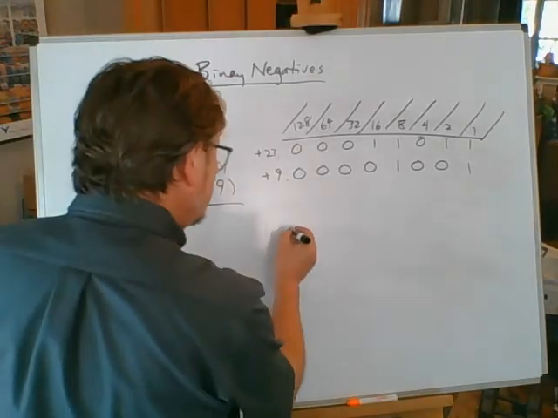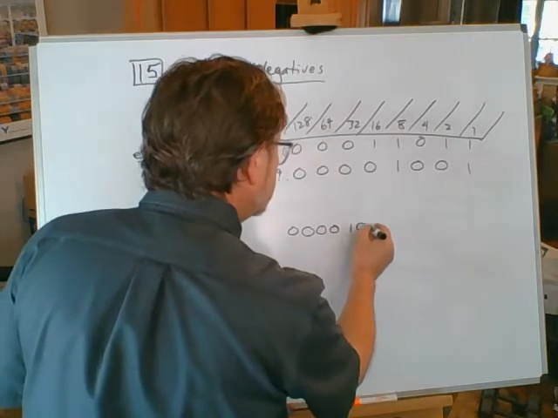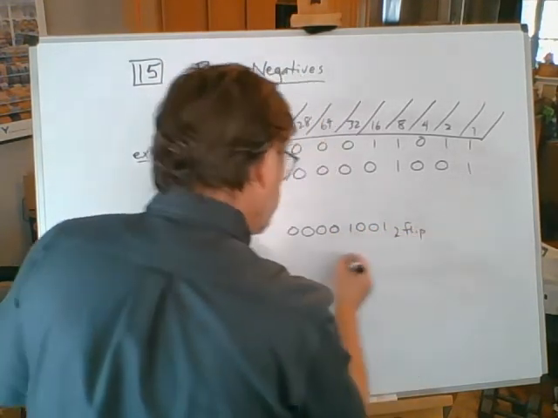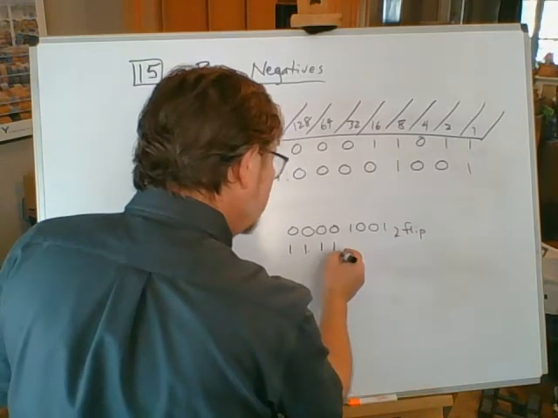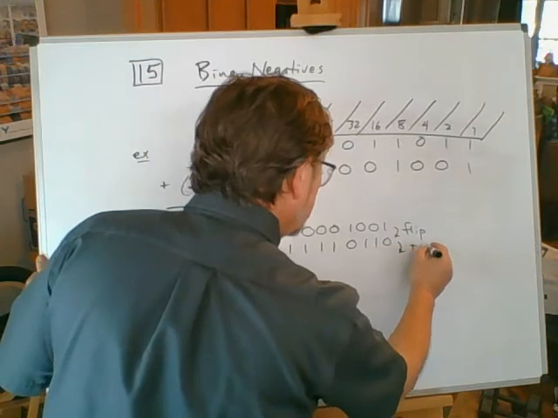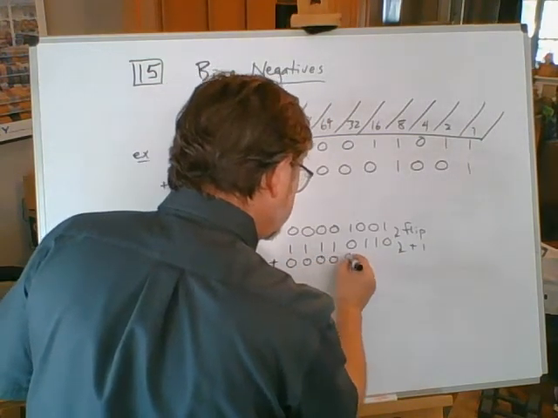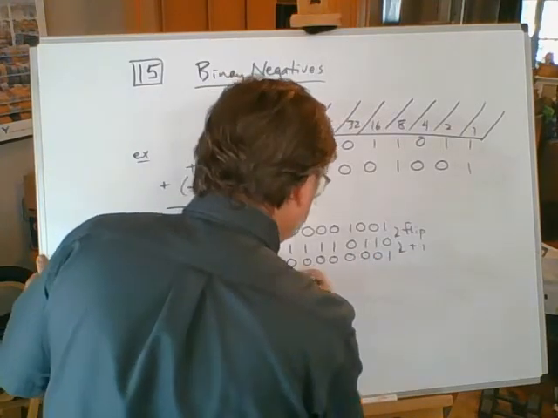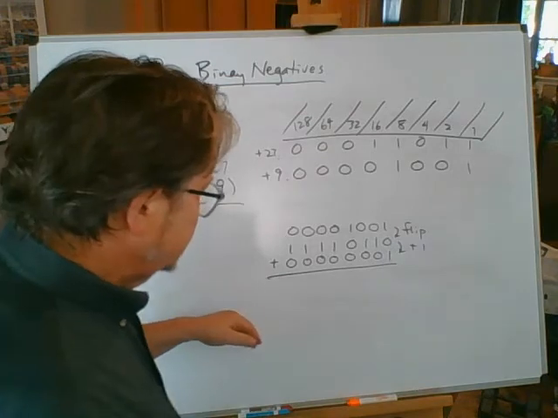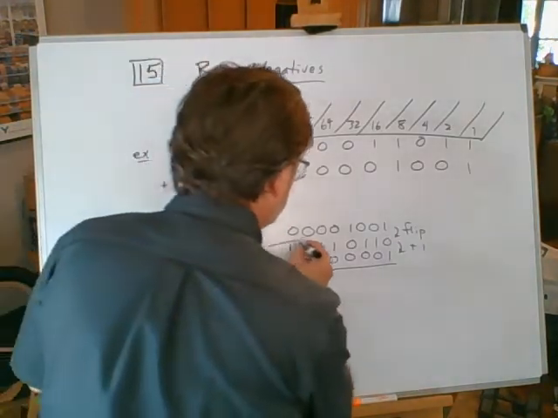Negative 9, I start with the positive 9, 0, 0, 0, 0, 1, 0, 0, 1, do the flip, 1, 1, 1, 1, 0, 1, 1, 0, add 1, plus 0, 0, 0, 0, 0, 0, 0, 1. Finally and mercifully, I get a problem that's easy. Let's see. Maybe I won't mess this up. I'm only adding these bottom two here. You know what? I'll draw a line there.